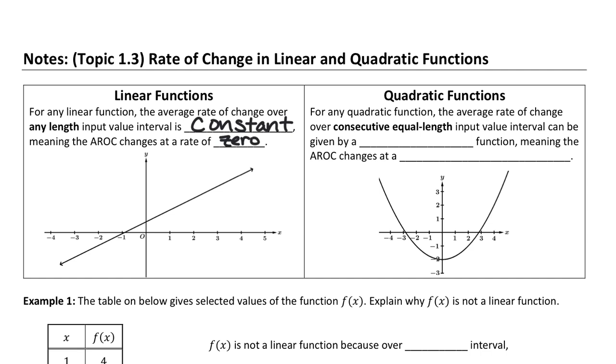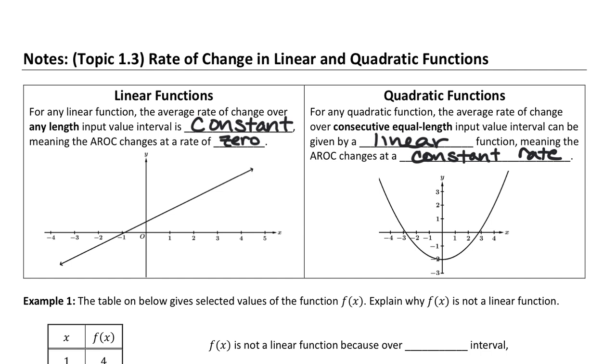For a quadratic function, on the other hand, the average rate of change over consecutive equal length input value intervals, not any length, but consecutive equal length input value intervals, meaning counts by ones, counts by twos, counts by threes, can be given by a linear function itself, which means that the average rate of change changes at a constant rate. So let's get that vocabulary right, because this is very confusing. It feels like we're using the same words over and over again. We are, and they mean different things.